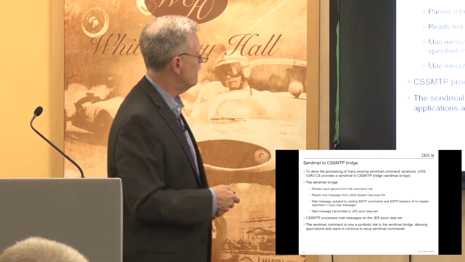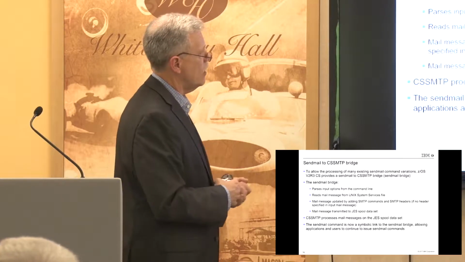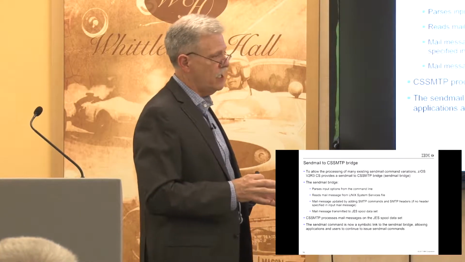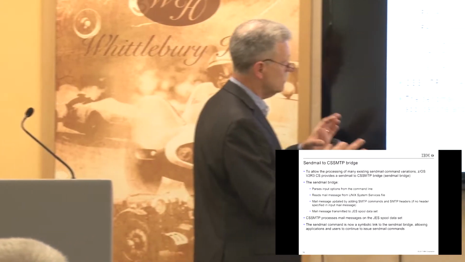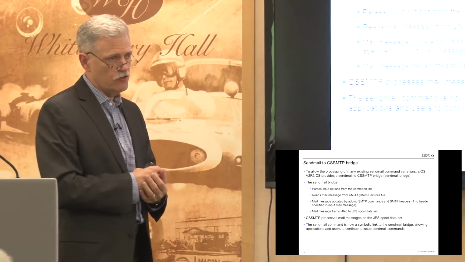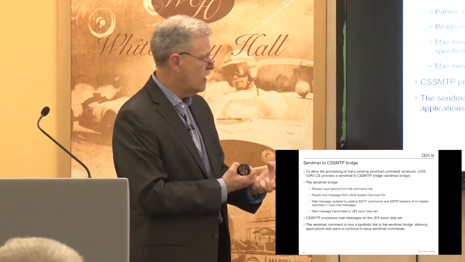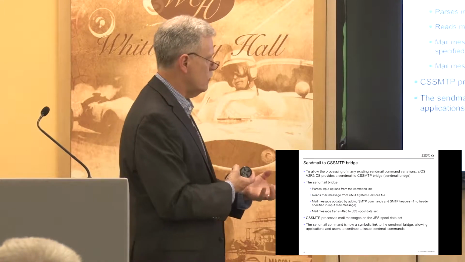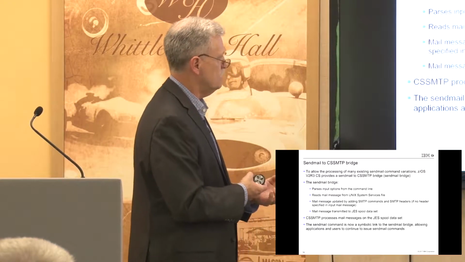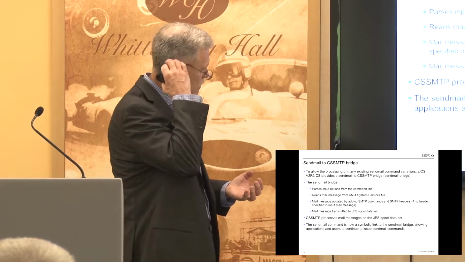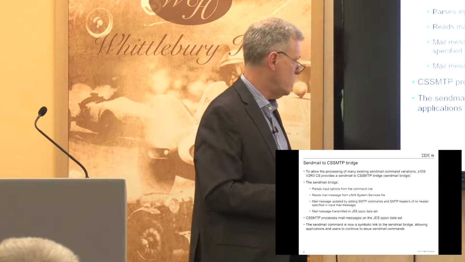So let's talk about how that bridge works. SendMail to the bridge. This is to allow processing of existing SendMail commands from different programs, to provide access to what looks like SendMail to bridge you into the new program. The SendMail bridge parses the input from the SendMail command and wrappers it, reads the mail message from the Unix System Services file, and the mail message is updated with the SMTP commands that it needs and the headers. If no header is specified, it takes the input mail message itself.